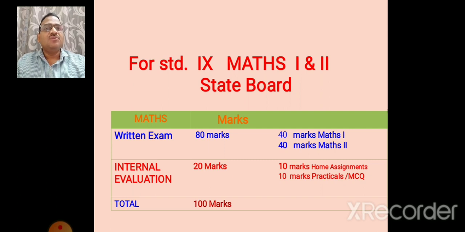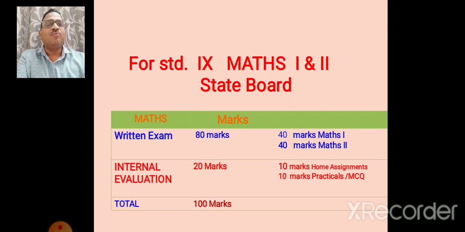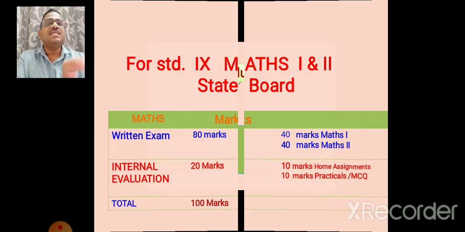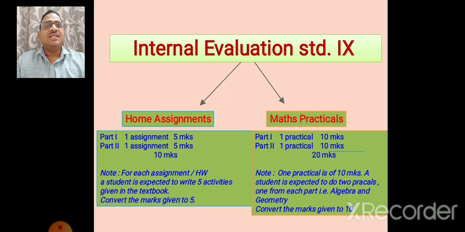That is, you have to give the written exam of 80 marks, out of which Math First is for 40 marks, Math Second is for 40 marks, and the remaining 20 marks is for the internal evaluation. Out of these 20 marks, 10 marks for home assignment and 10 marks for practicals or multiple choice questions. Then what about the internal evaluation?